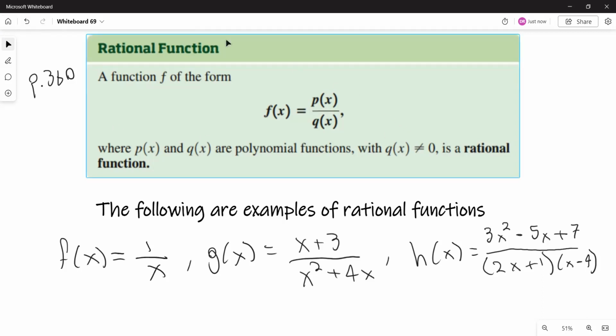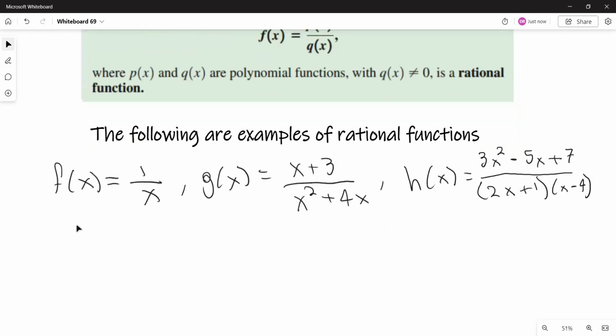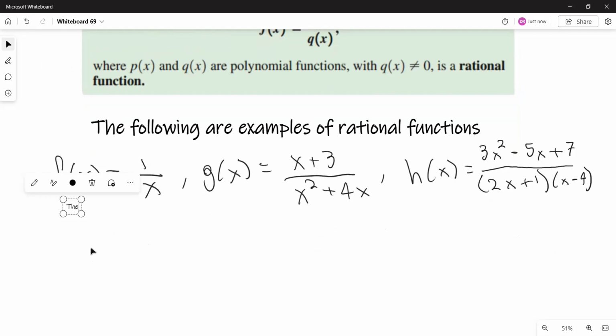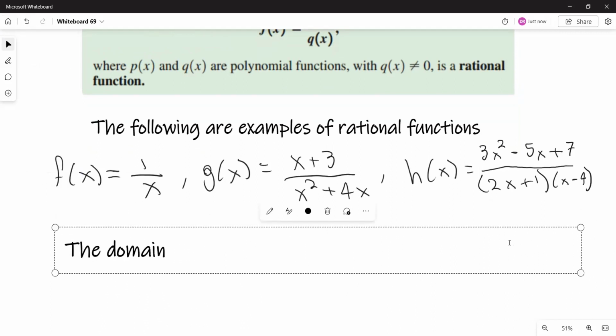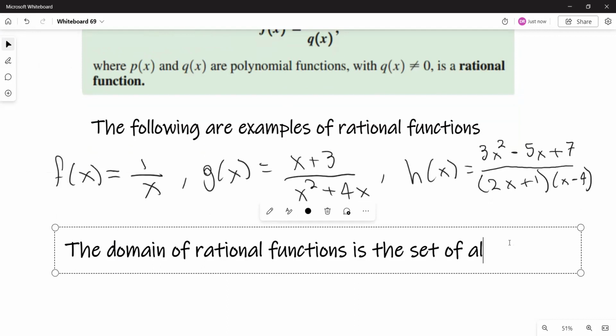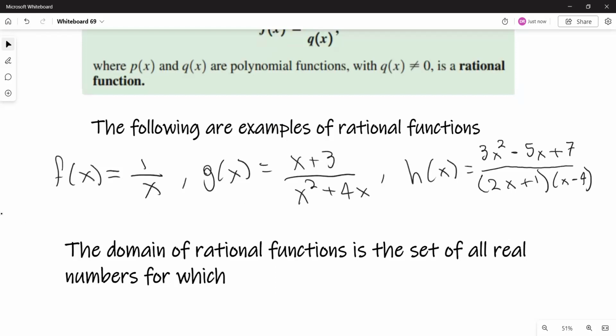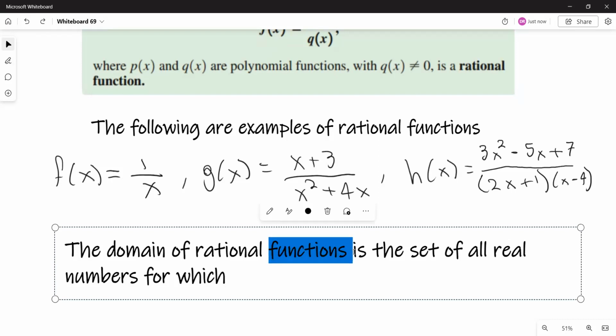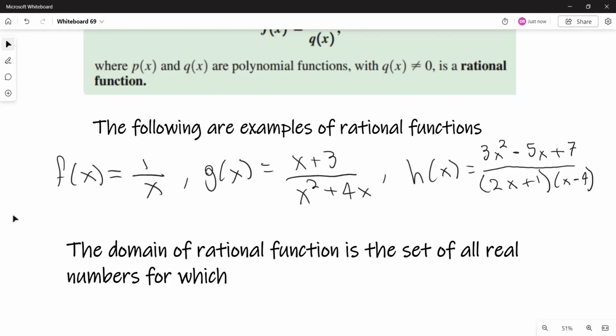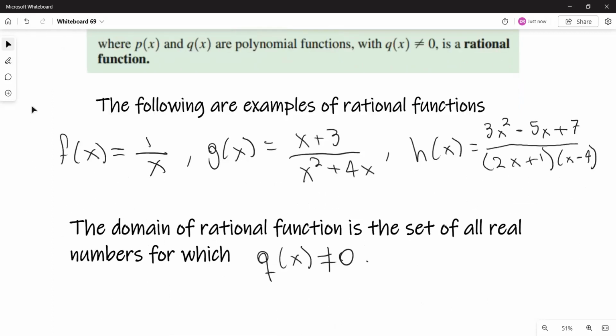And the domain of a rational function is the set of real numbers for which the denominator does not equal 0, that is, for which q of x does not equal 0. So the most basic rational function is 1 over x.